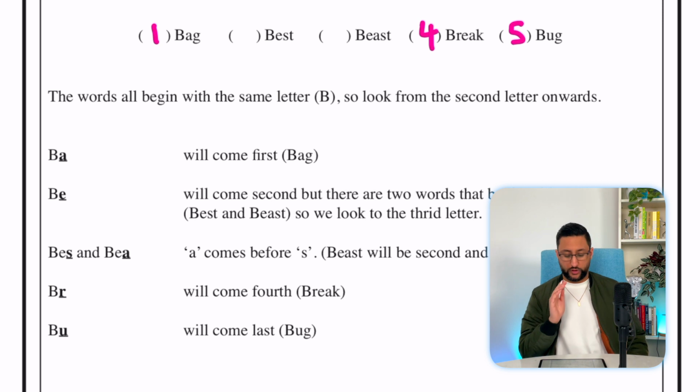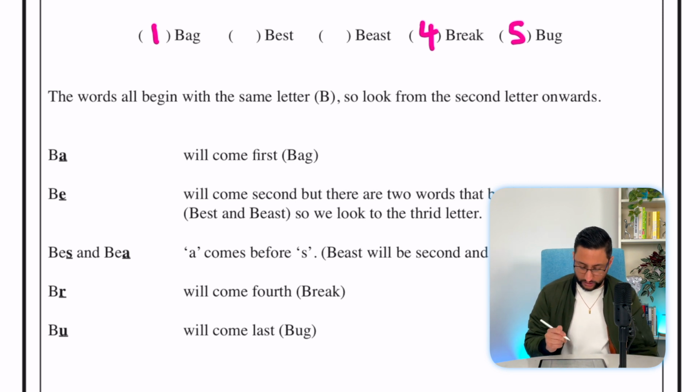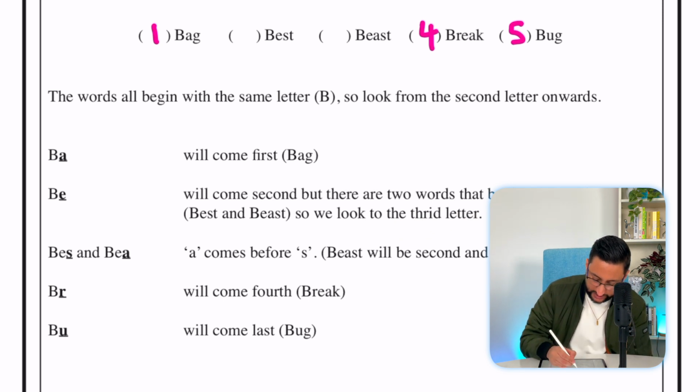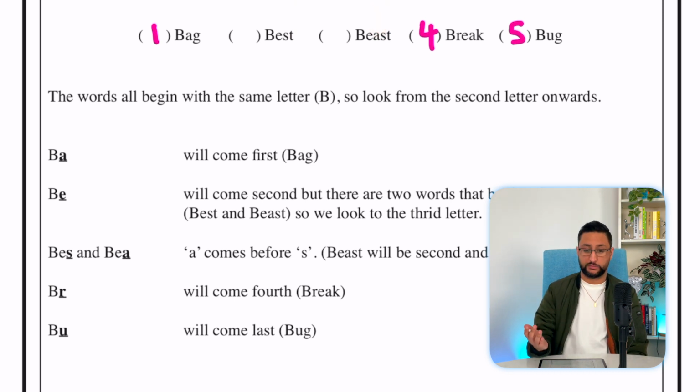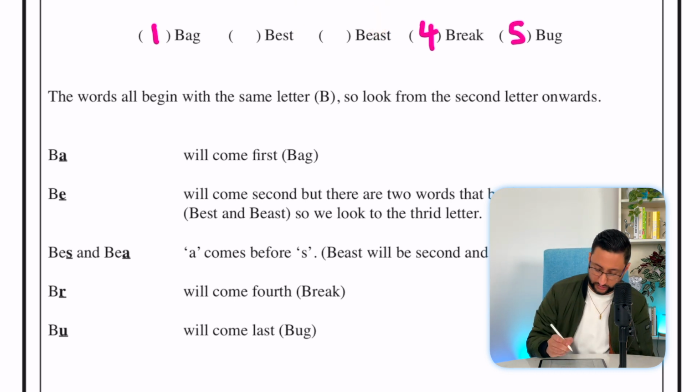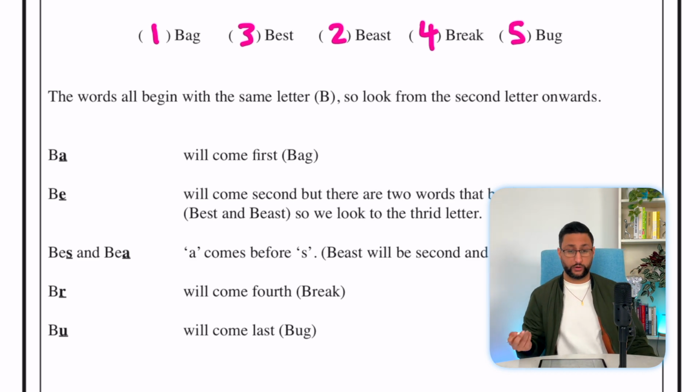Now, with best and beast, we have the same first letter and the same second letter, so we're now going to have to look at the third letter to figure out which one comes first. The third letter in best is S, the third letter in beast is A. Now A definitely comes before S, so that's going to be second in our list overall, and best is going to be third. And that's it, we have our order.